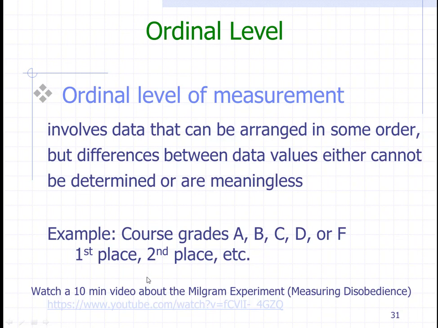Now, on page 17 in your book, there is a sidebar that talks about measuring disobedience. It talks about the Milgram experiment, which is a very interesting experiment. So this is a live link to that experiment. It's about 10 minutes. It's very interesting if you have the time to look at that.